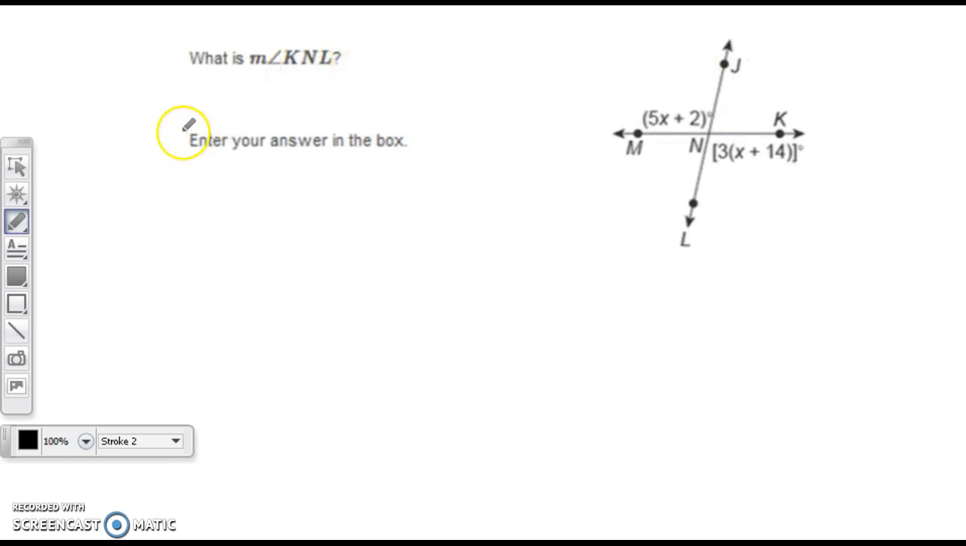Last one. What is the measure of angle K in L? Let me go ahead and highlight that angle for us. K in L. So we want to figure out the measure of that angle. But to start off with, we know that these two angles are vertical angles, so we can set them equal to each other. 5x plus 2 has to equal 3 times x plus 14.